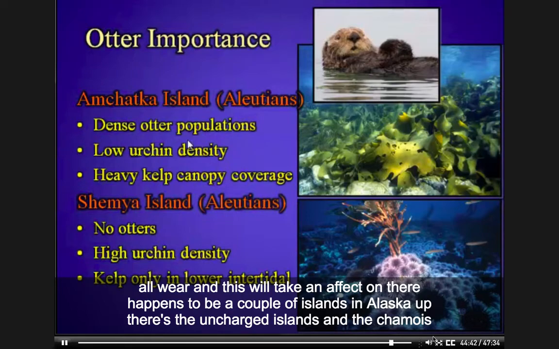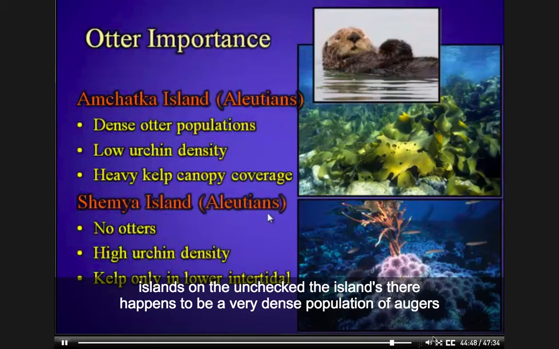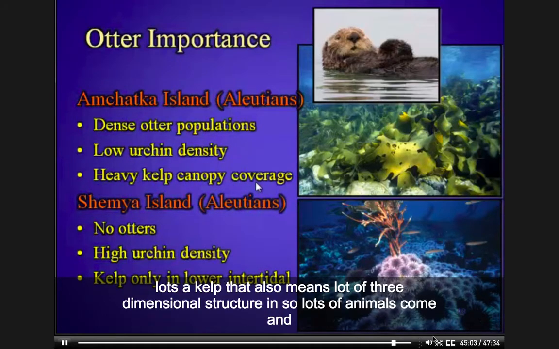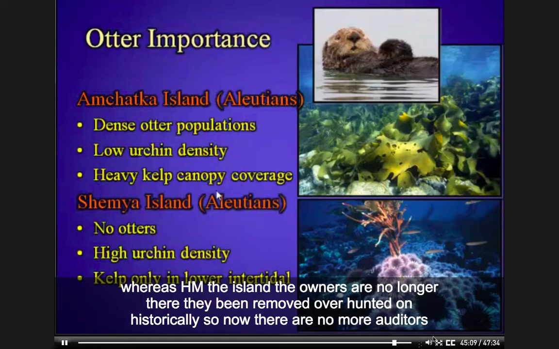There happens to be a couple of islands in Alaska. There's the Amchitka Islands and the Shemya Islands. On the Amchitka Islands, there happens to be a very dense population of otters. Where there's this dense population of otters, very low urchin densities, and therefore heavy kelp coverage. There's lots and lots of kelp. Okay, with lots and lots of kelp, that also means a lot of three-dimensional structure, and so lots of animals come in.